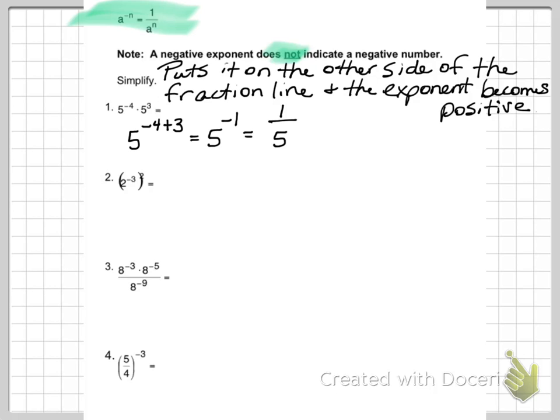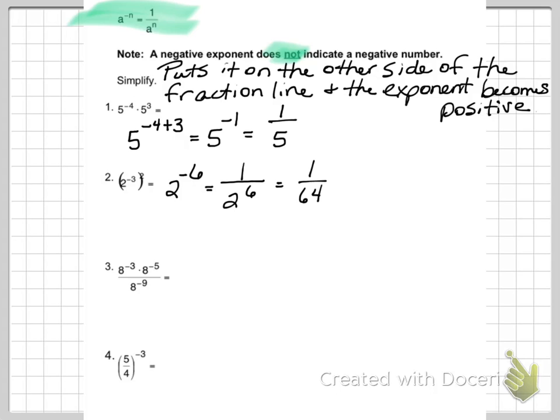Now looking at number 2 for an example, we have parentheses raised to an exponent. So remember, when we do that, we multiply. And so you have 2 to the negative sixth, and you should remember, I hope, that 2 to the sixth is 64. Negative means it goes on the other side of the fraction line, so it becomes 1 over 2 to the sixth. Exponent changes positive, which is 1 over 64. Always when you have numbers, go ahead and evaluate them and write them without the exponent.